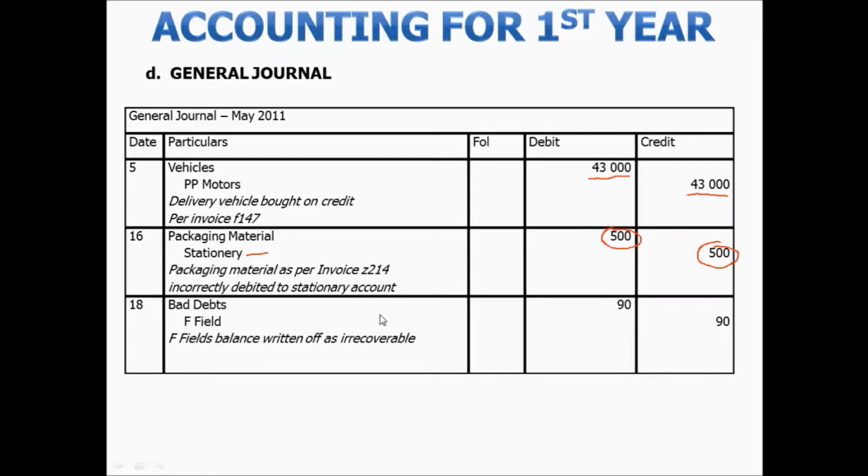And then in our last example, we'll have a look at bad debts. Now, bad debts are transactions that unfavorably affect the equity of the business. Now, we know that equity increases on the credit side and decreases on the debit side. So bad debts will always increase on the debit side. In this case, 90 Rand. The other account that is affected would be the name of the debtor, in this case F Field, where that account would then be credited with 90 Rand in order to write off the irrecoverable balance.